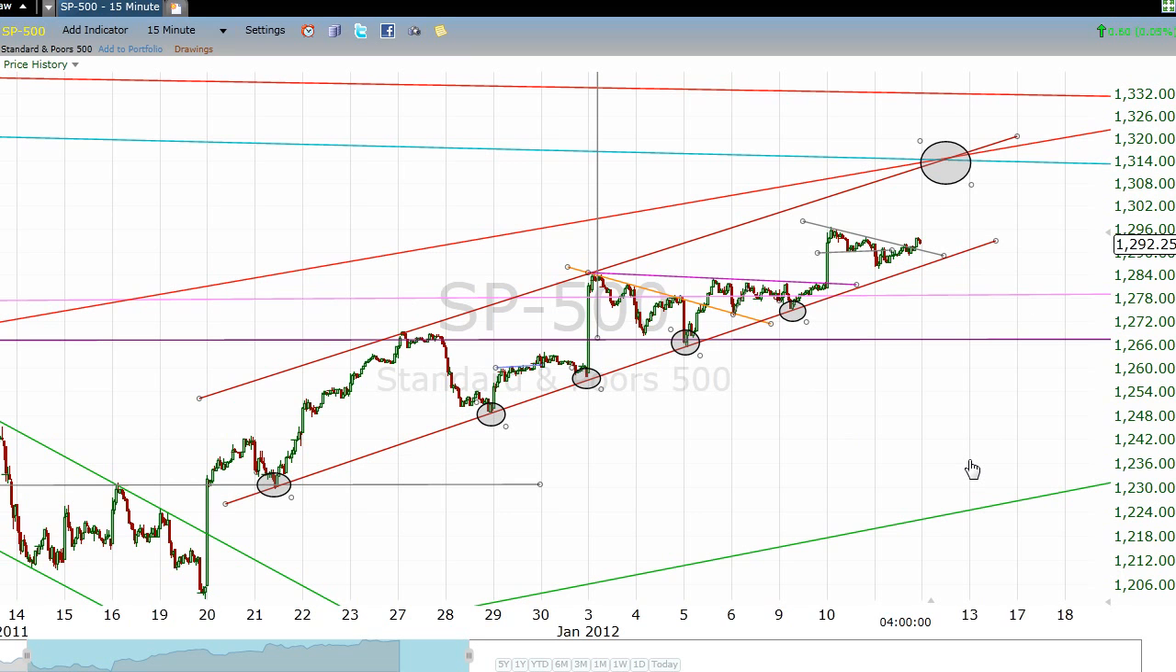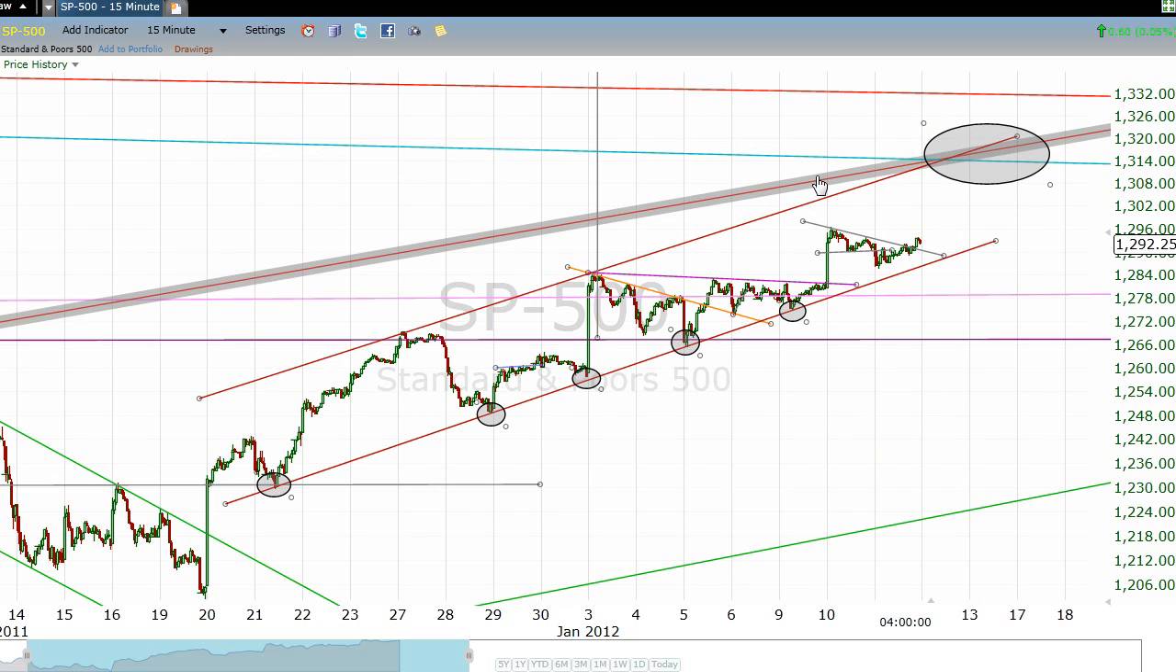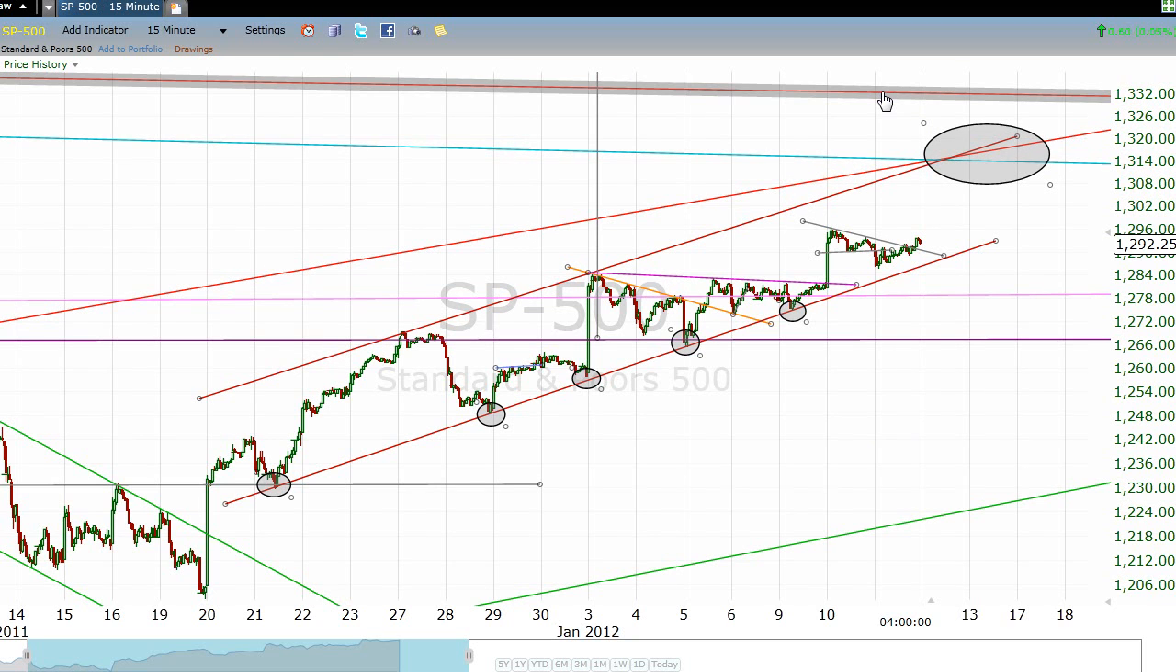I mentioned in yesterday's video that we have a cluster of resistance. I'm going to stretch this out a little bit. This cluster of resistance is in the mid-13 teens, and one line is descending, and it'll be around 1314. It's descending at a very slow rate. And then two other lines are ascending. And then finally we have a line up here that we'll talk about if we get there.